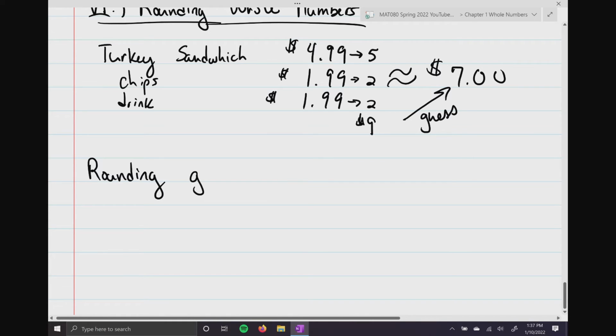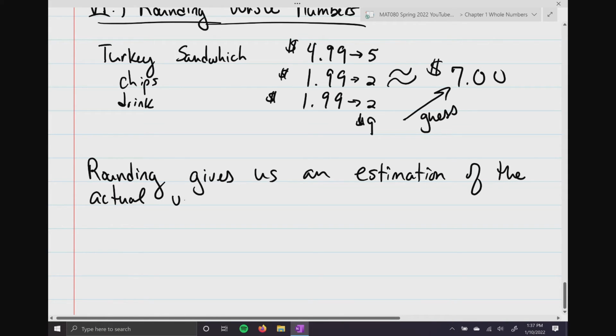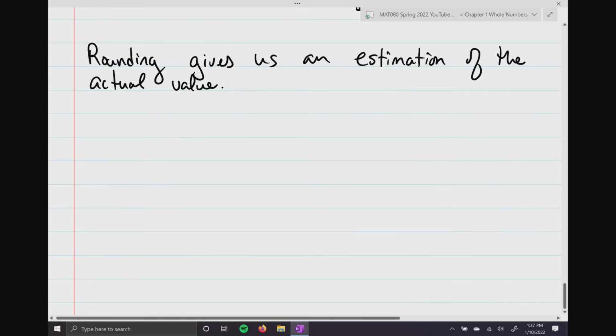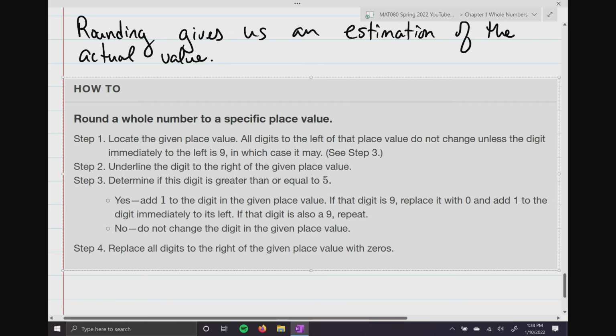Rounding gives us an estimation of the actual value. All right, all it gives us is a guess. Okay, so to round, let me go ahead and provide you with those instructions.